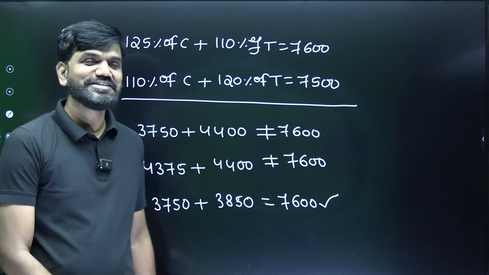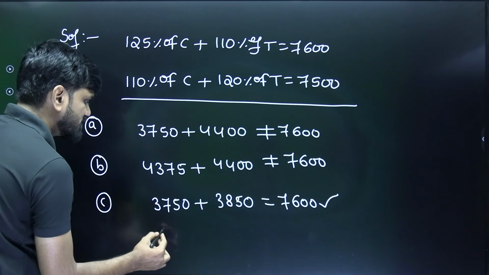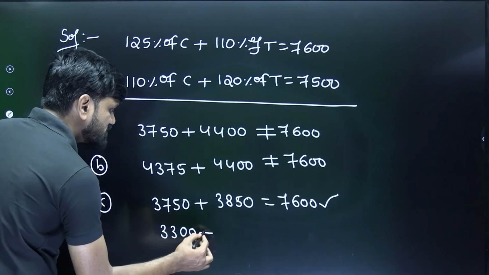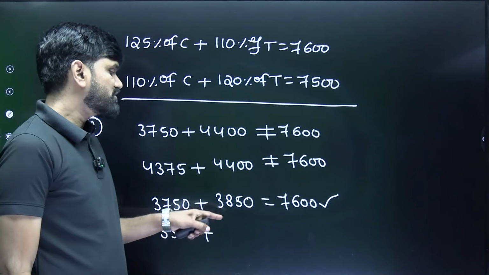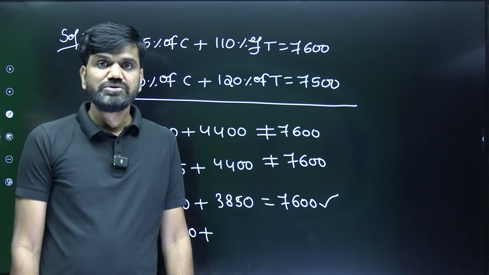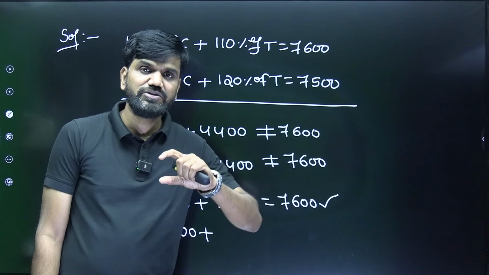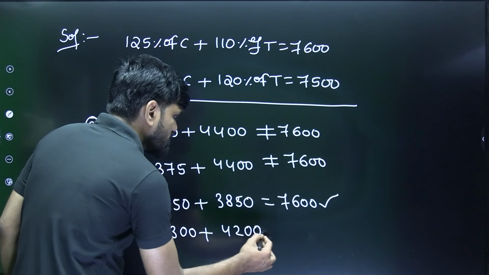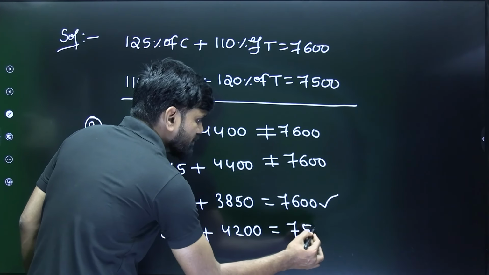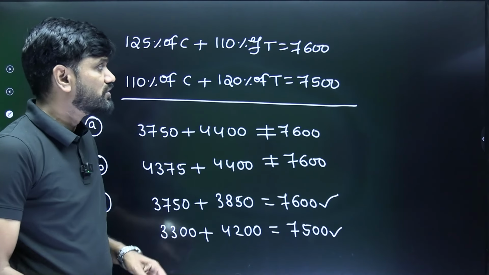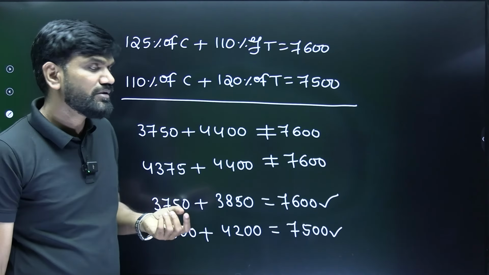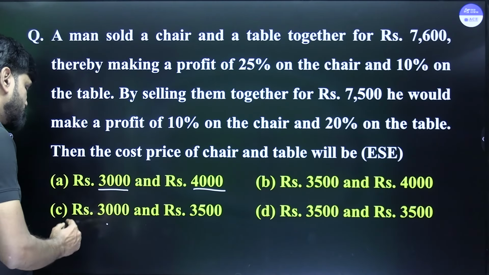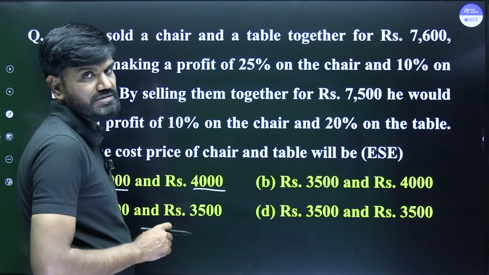Now test the second condition. On 3,000, if I take 10%, that will become 300. So that will be 3,300. 3,000 plus 10%, that is 3,300 plus. On 3,500, I have to take 20%. So 3,500, 20% is 700. 3,500 plus 700 will give you 4,200. Is that adding up to 7,500? Yes, that is also happening. So second condition is also satisfied. For which option? Third option. Hence your answer has to be option C. That should be your answer.